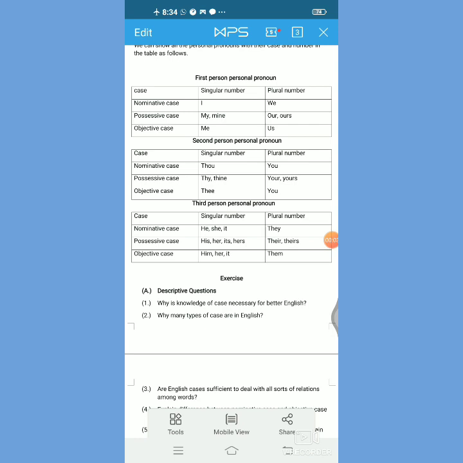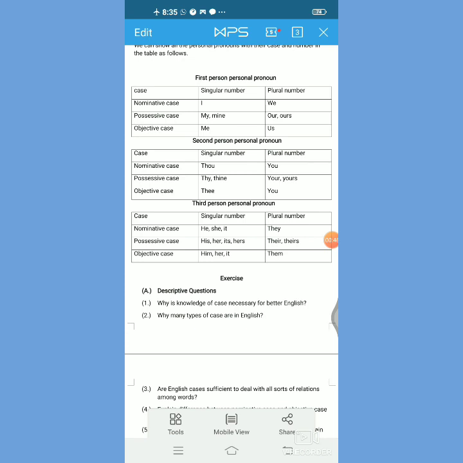We are continuing our discussion, and we have talked about personal pronouns with respect to their case, but I could not complete in my previous lecture the description of all the personal pronouns. Say I, we, my, mine, our, ours, me, us, thou, you, thy, thine, your, yours, thee, you, he, she, it, they, his, her, its, hers, their, theirs, him, her, it, and them. In terms of case, number, person, and gender.